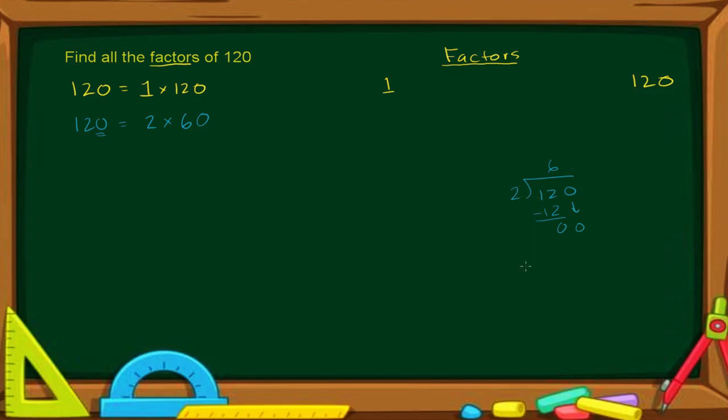So we have 2 more factors right here. So we've established the next lowest one is 2. And the next highest factor, if we're starting from the large end, is going to be 60.